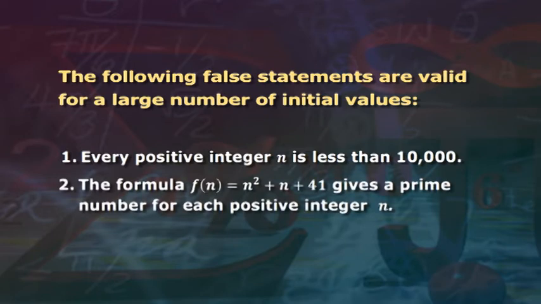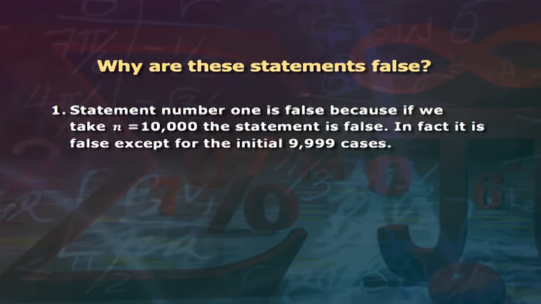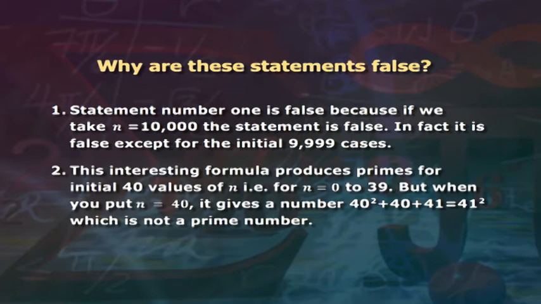2. The formula F(n) is equal to n square plus n plus 41 gives a prime number for each positive integer n. Why are these statements false? 1. Statement number 1 is false because if we take n equal to 10,000, the statement is false. In fact, it is false except for the initial 9,999 cases. 2. The interesting formula produces primes for the initial 40 values of n, that is for n equal to 0 to 39. But when you put n equal to 40, it gives the number 40 square plus 40 plus 41, which can be easily seen to be 41 square, which is not a prime number.